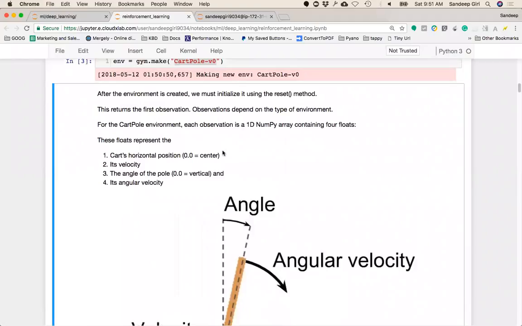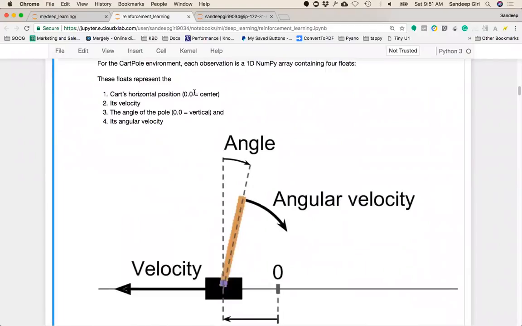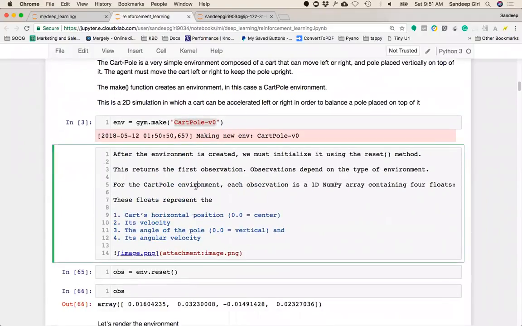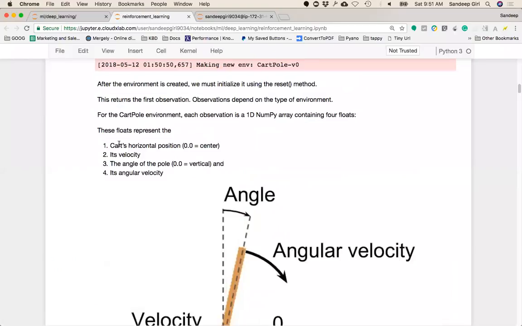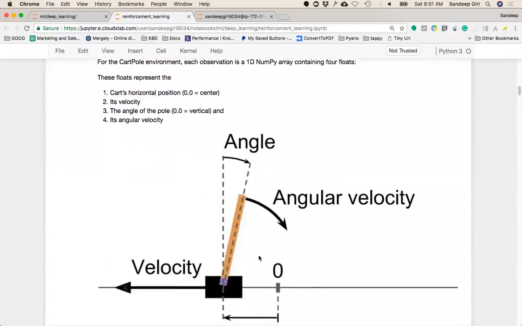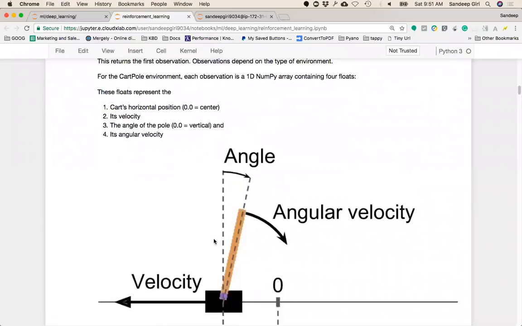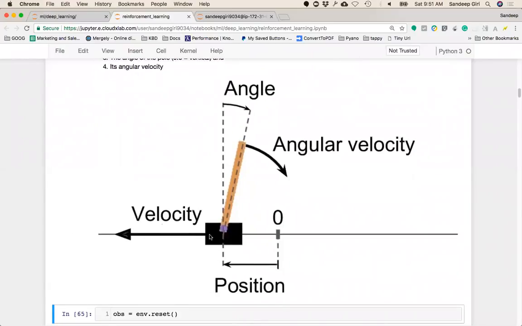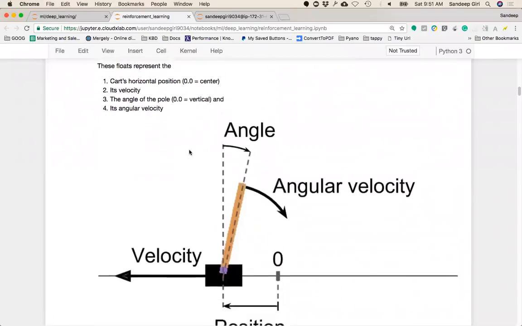So each observation that the environment will give us will be the cart's horizontal position, the cart's velocity, the angle of the pole, as well as how fast the pole is falling. Okay, so in either case, whether the cart goes out of the view or the pole goes beyond an angle which is balanceable, in both the cases, we lose.